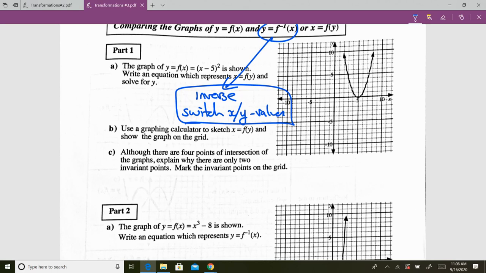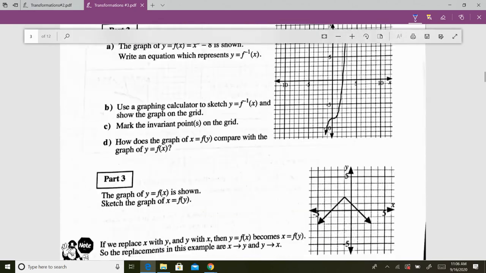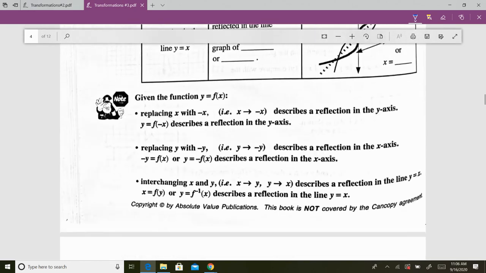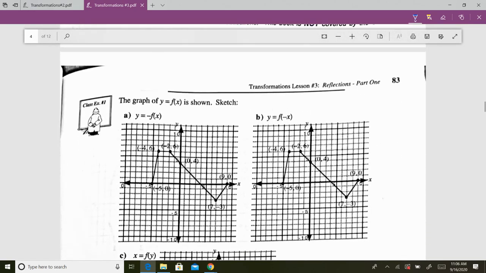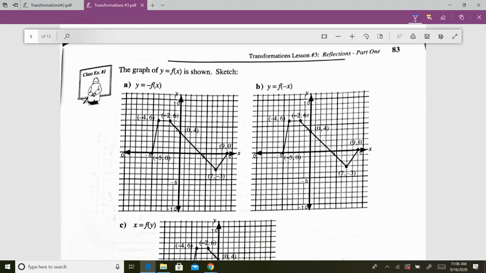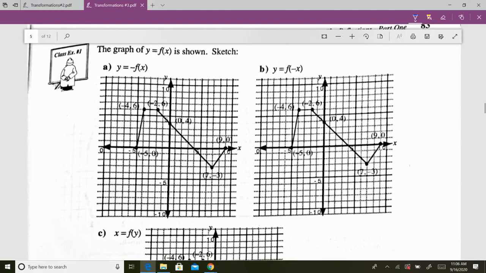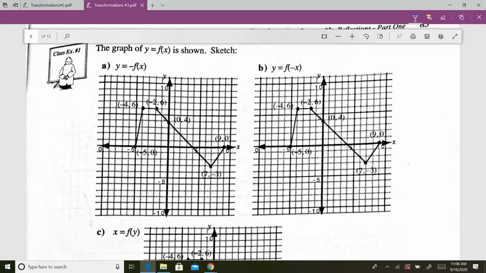So we're going to go to page 83, right there. This is the last bit. Okay, we're going to practice this on a graph. Not the best graphs, but it's a little blurry. You can do this. Okay.